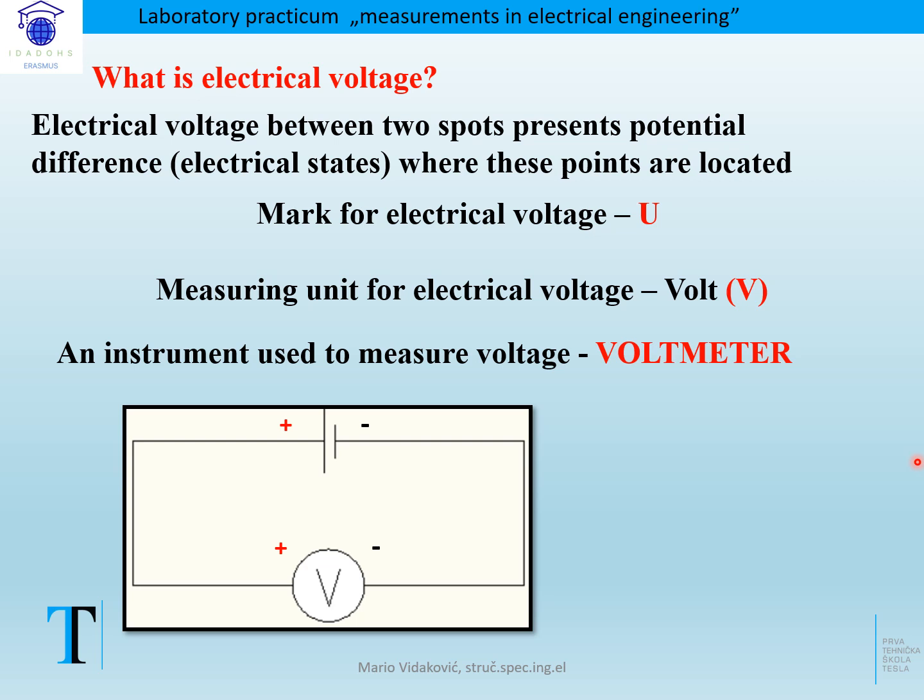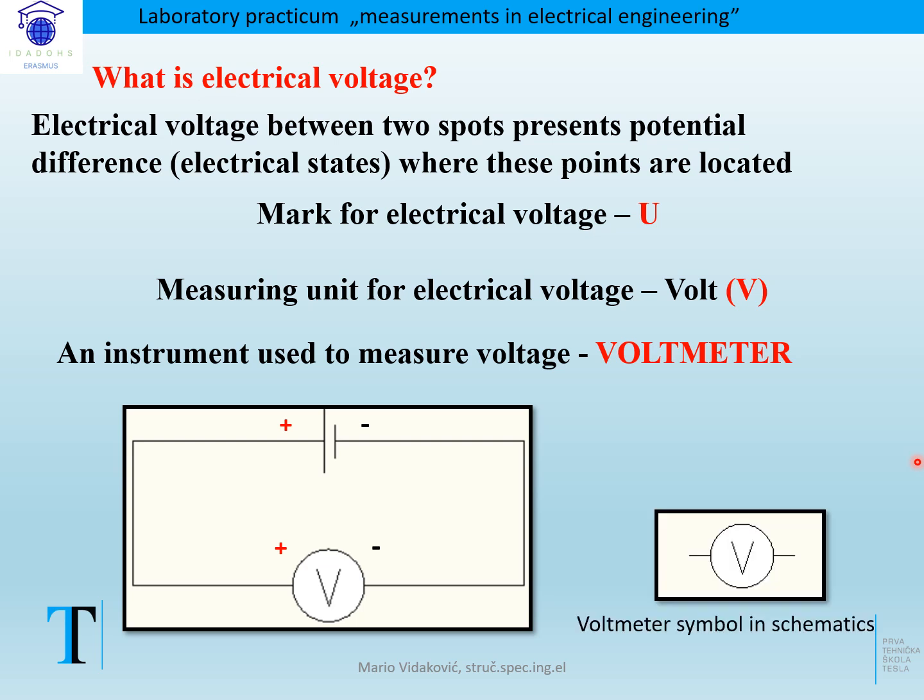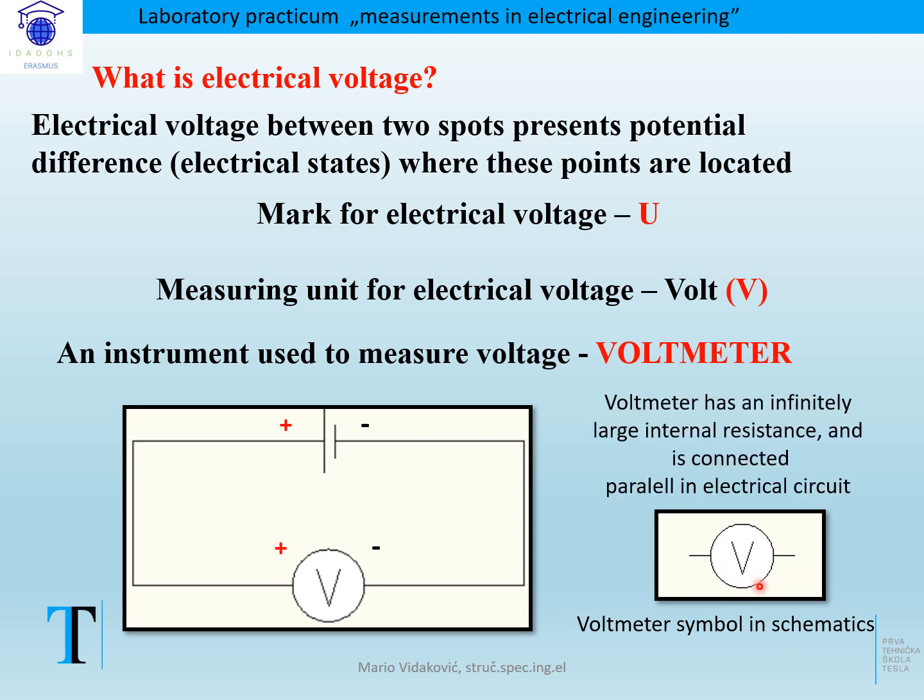This is the principle of how to connect the voltmeter to the source. The voltmeter symbol in schematics is this, and the voltmeter has an infinitely large internal resistance and is connected in parallel in the electrical circuit. That means it blocks the current from flowing through it, and it must be connected with the same polarity, plus to plus or minus to minus, to measure the differential potential, the different potentials, on that state.